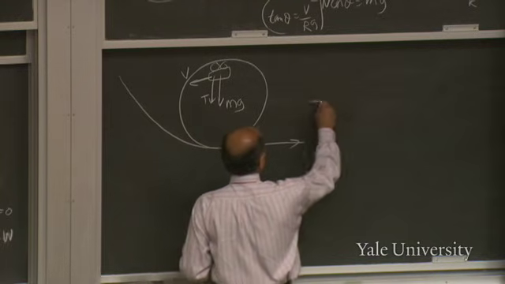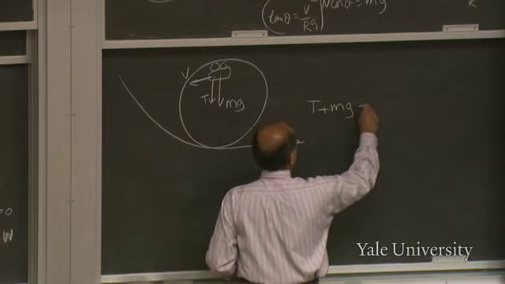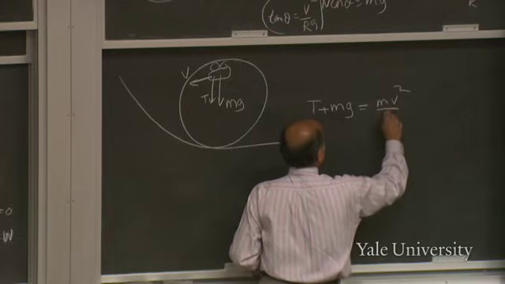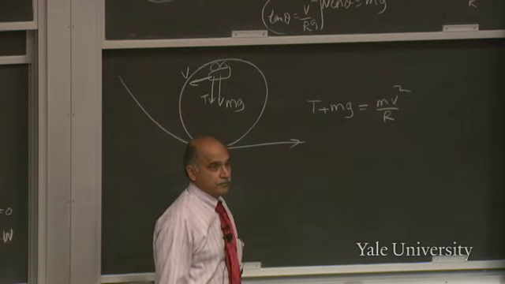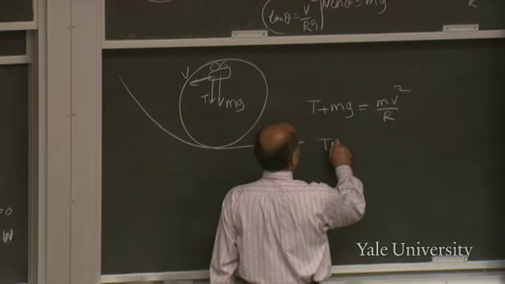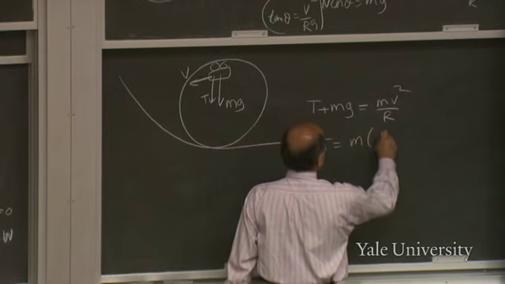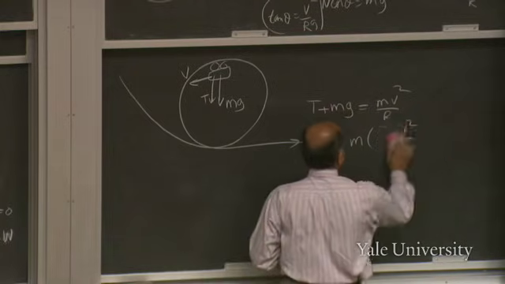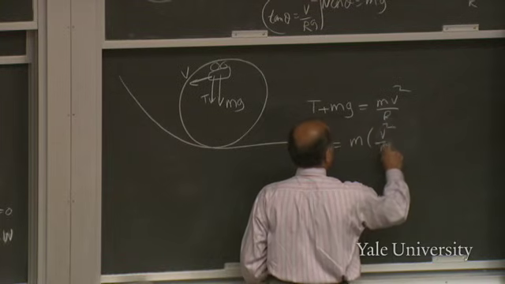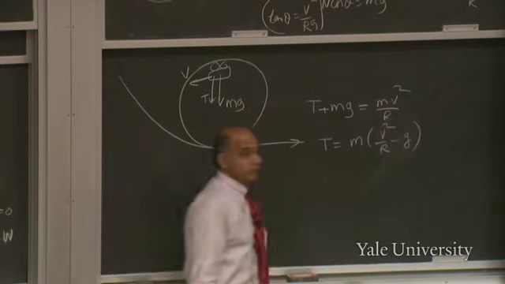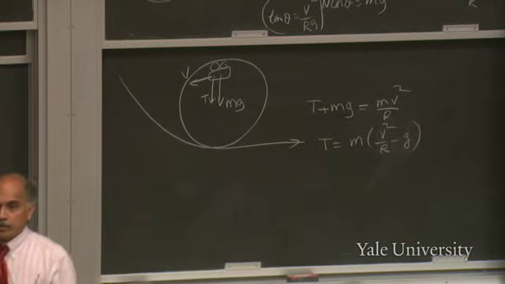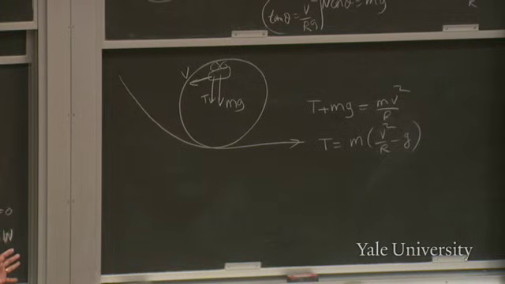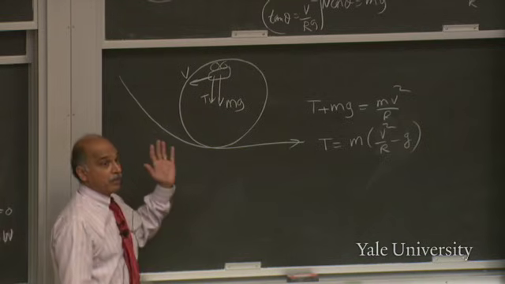Well, I have to agree they're all down. I say T plus mg is the downward force. That's got to be mv squared over r. Therefore, T is equal to m times v squared over r minus g. So what does that mean? If this T comes out negative, you're dead, because if it's negative, you want the track to exert an upward force, and it cannot.